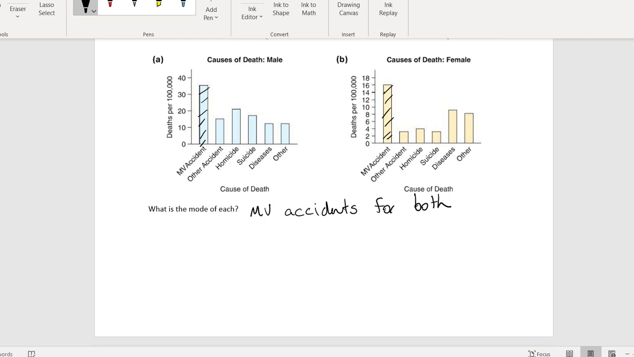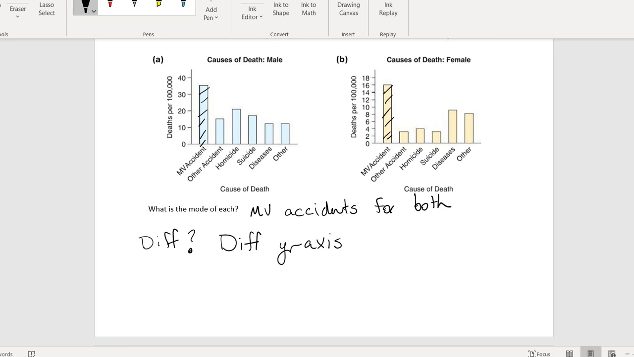Now here's the deal. If we were to look at the differences between the two genders, it's a little difficult, and here's why. Even though the causes of death are in the same order, if you look at the y-axis, it has different y-axes. So it's hard to compare them directly without doing an actual count.